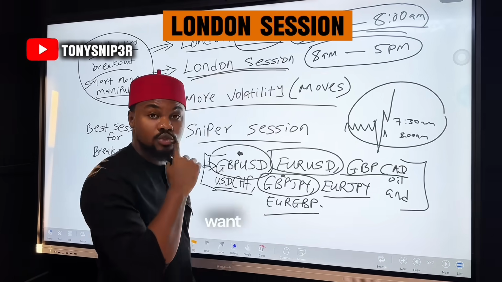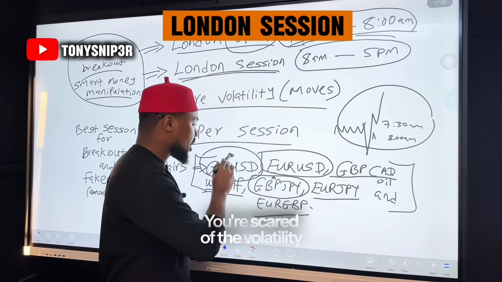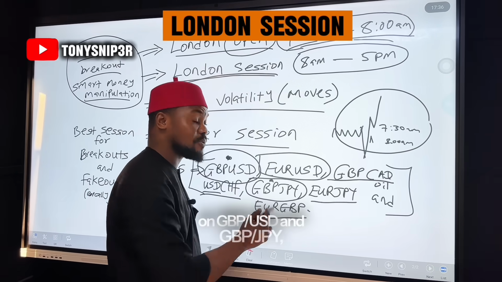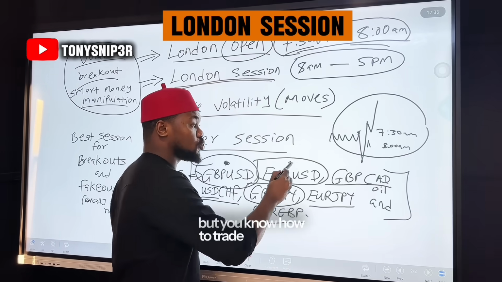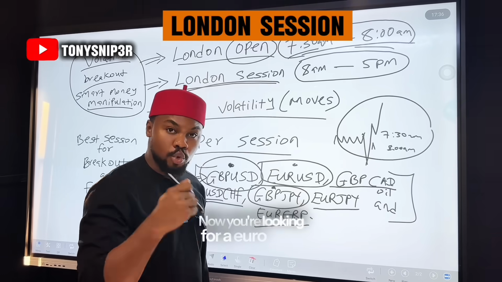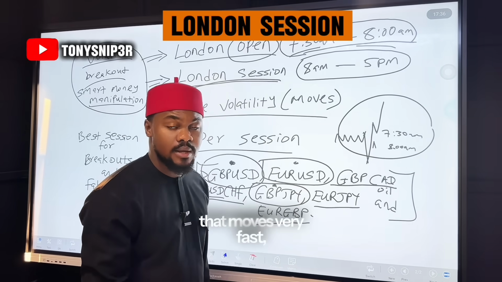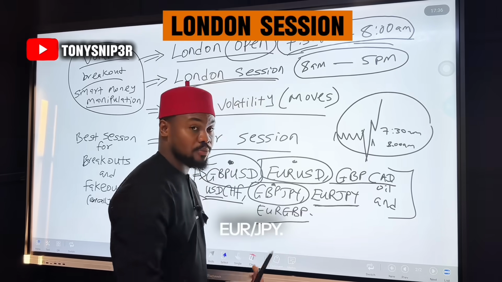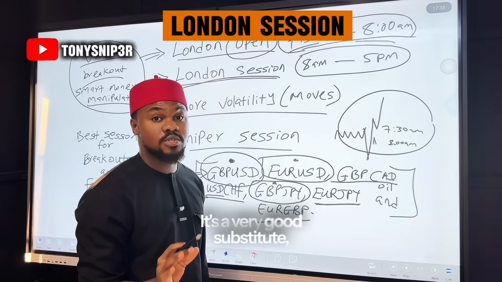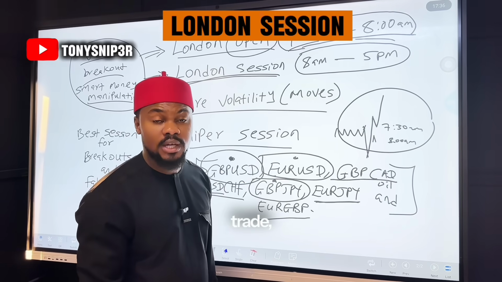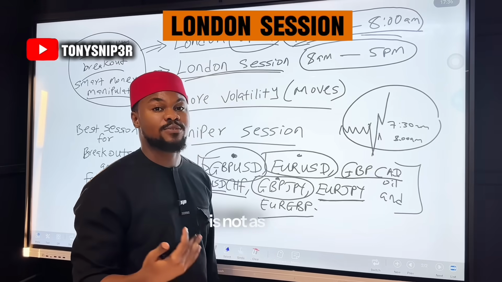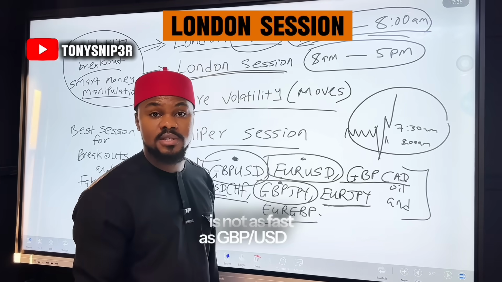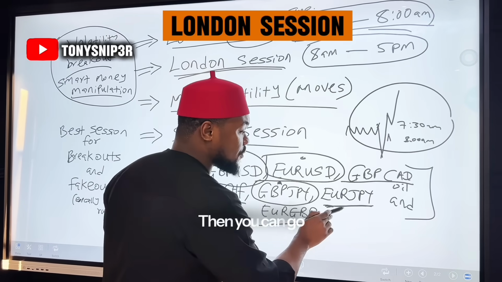Then we move towards Euro JPY. Now, let's say you want to trade Euro pairs. You're scared of the volatility on GBP USD and GBP JPY, but you know how to trade Euro USD. Now, you're looking for a Euro pair that moves very fast, that GBP or USD is not included. Then you go for Euro JPY. It's a very good substitute, especially when you know how to trade but you're looking for a pair that is not as fast as GBP USD or GBP JPY.